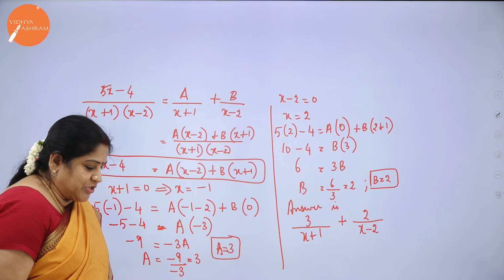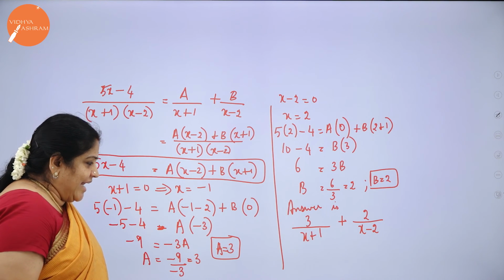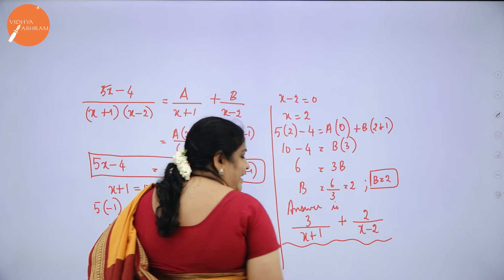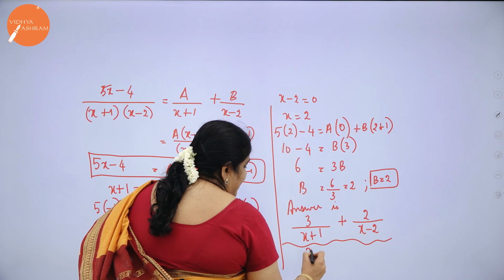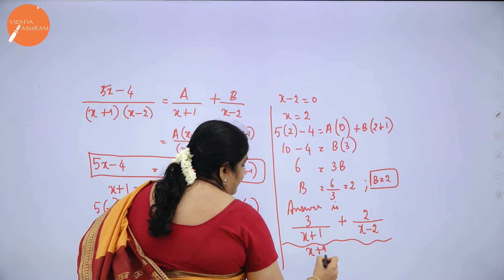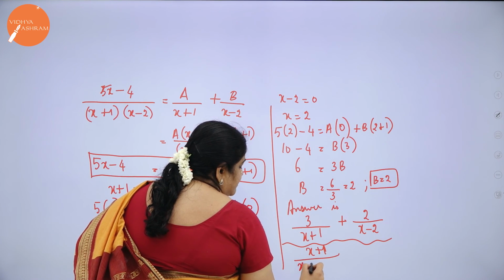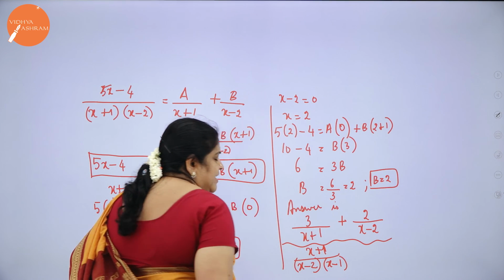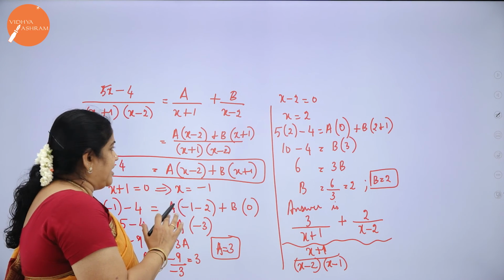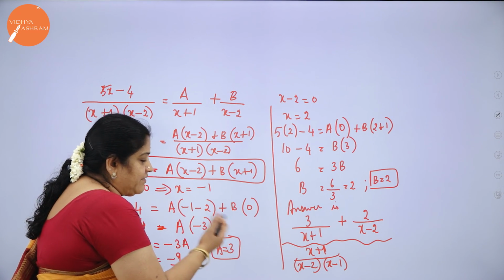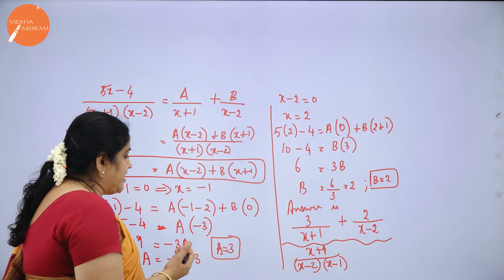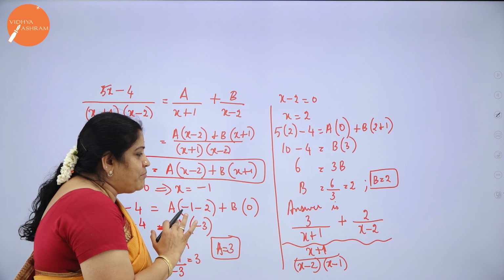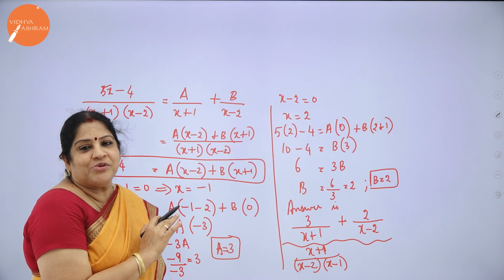I hope you all have understood. Just follow this. I'll give you one simple sum. I want you to practice, solve, try it at home and see. That is x plus 1 divided by x minus 2 into x minus 1. Same type, just follow the same type. Instead of 5x minus 4, I have given you x plus 1. Instead of x plus 1 into x minus 2, x minus 2 into x minus 1. Follow the same pattern and I want you to solve this.